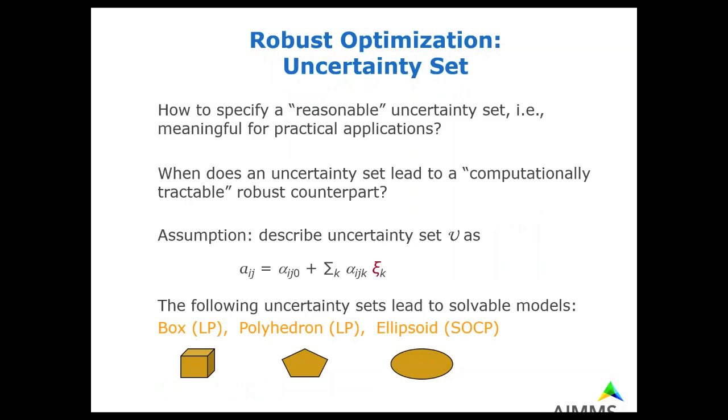An assumption that has been made at the beginning of the foundation of robust optimization is that the uncertainty set can be described as a linear combination of some basic uncertainty sets. And by basic uncertainty sets, we mean sets like boxes, polyhedrons, or ellipsoids. Meaning, instead of looking just at the nominal value of our data, we can consider, for example, a small box around that nominal value or a small ellipsoid around that nominal value and require our constraints to hold for all the data in that set.